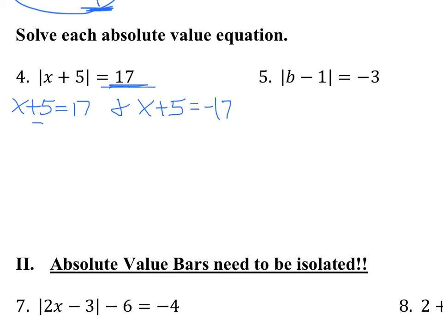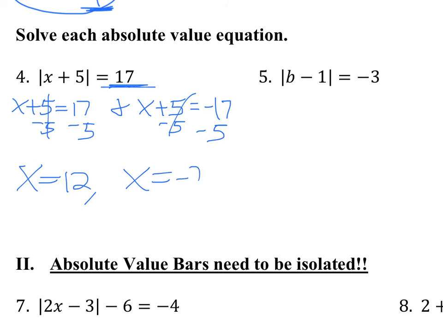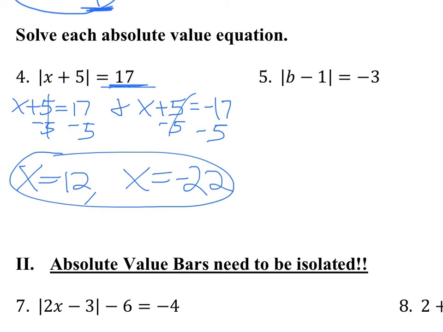So I know I'm going to subtract 5 from each side. So 17 minus 5 is 12. So that's one answer. And then when I solve the second equation, I do the same thing. I subtract 5. And then negative 17 minus 5 gives us negative 22. So these are the 2 answers right there. Okay, if I put the 12 and negative 22 in, I'm going to get either 17 or negative 17 in the absolute value bars. When you take the absolute value of it, it gives you this 17.